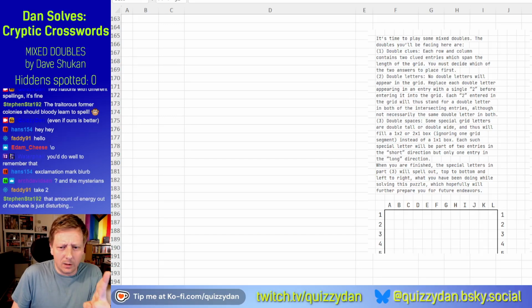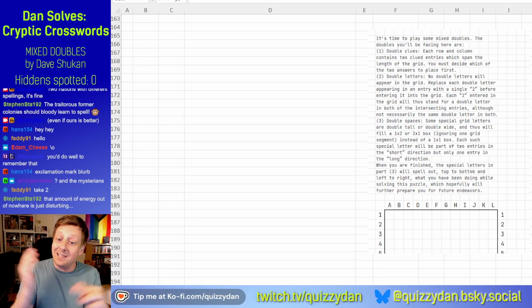2. Double letters. No double letters will appear in the grid. Replace each double letter appearing in an entry with a single 2 before entering it into the grid. Each 2 entered in the grid will thus stand for a double letter in both of the intersecting entries, although not necessarily the same double letter in both. That's fine. And then finally, 3.